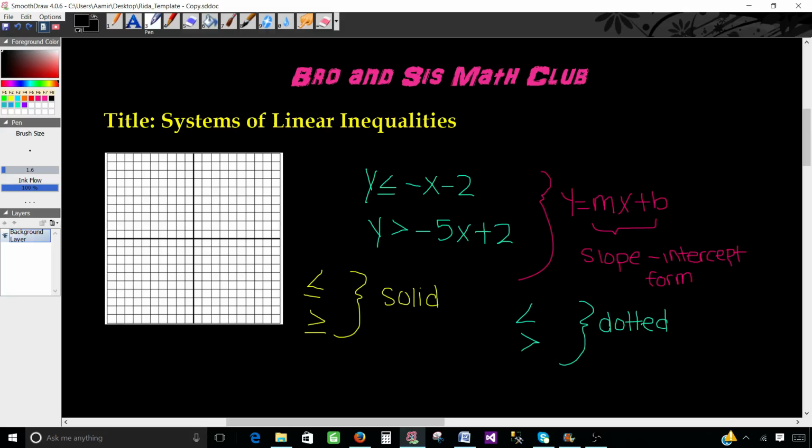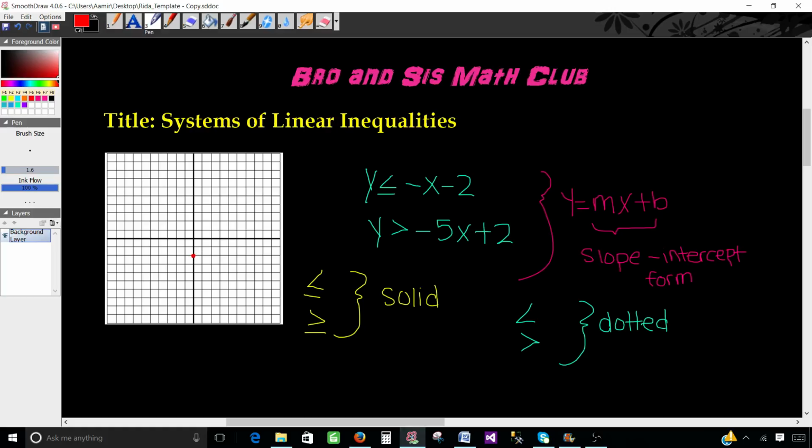The first step in solving a system of linear inequalities is to put it in slope-intercept form, which is y equals mx plus b. As you can see, both of our inequalities given are already in slope-intercept form, so we can go ahead and graph. Remember, when you're graphing any inequality or any equation, you need to graph the y-intercept first. The first equation has a y-intercept of -2, so we will graph -2 on our graph. So -2 is right here.